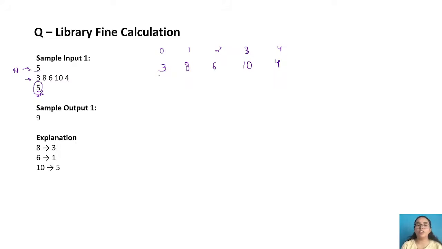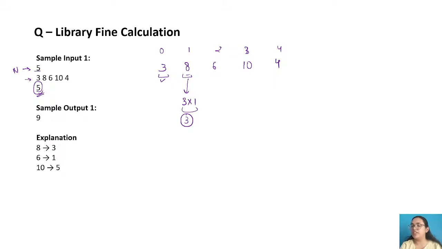So for the first student, because he has only kept it for 3 days, there will be no fine. Now the second student has kept it for 8 days. Is my 8 greater than 5? Yes, it is. It means he has kept the book for a longer time. Now we have to find how much longer he has kept it. So 8 minus 5 is 3, so we get the answer 3. It means for each day 1 rupee is a fine. So 3 into 1 means this student needs to pay 3 rupees or 3 units of fine.